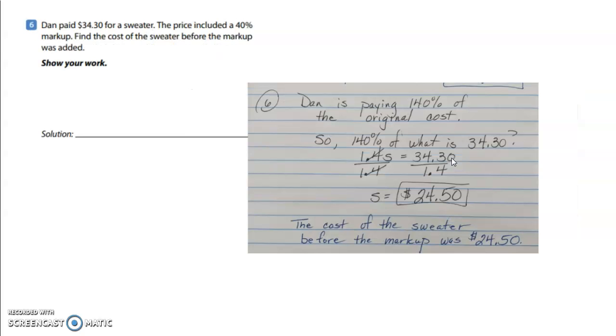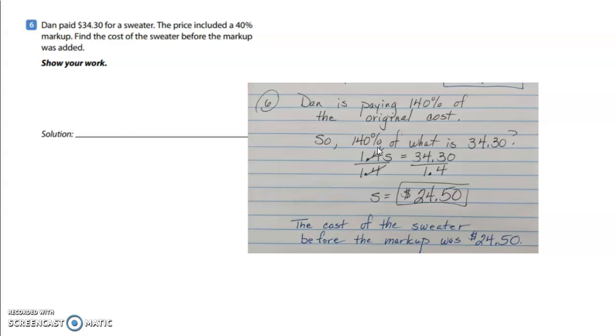How about this one? Number 6. Dan paid $34.30 for a sweater. The price included a 40% markup. Find the cost of the sweater before the markup. So I'm figuring to myself, Dan is actually paying 140% of the original: 100 for the sweater plus the 40% markup. So I'm going to start right off with that.